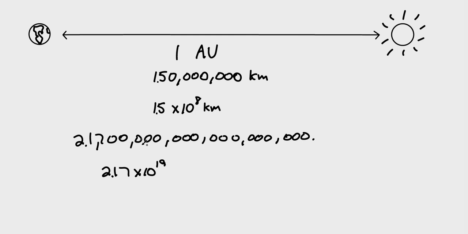Okay, let's deal with very small numbers. The width of one human hair, there's average, it gets thin and thick, but an average for a human hair is about 75 microns.